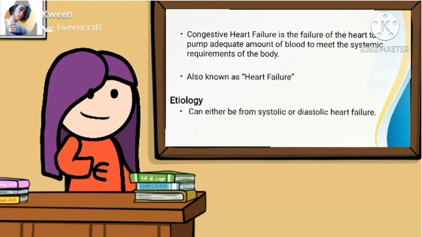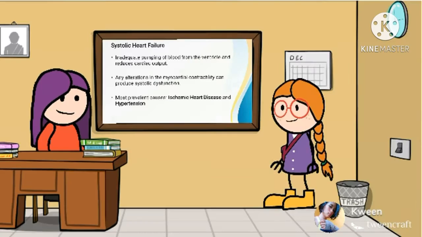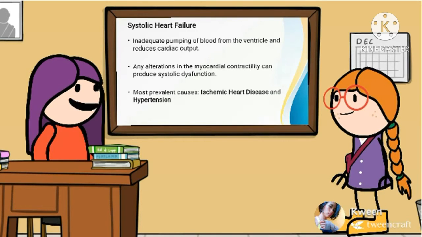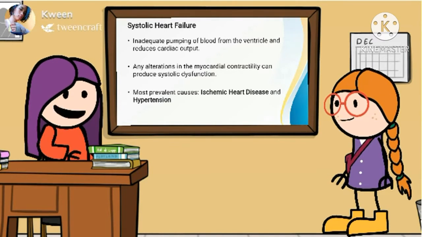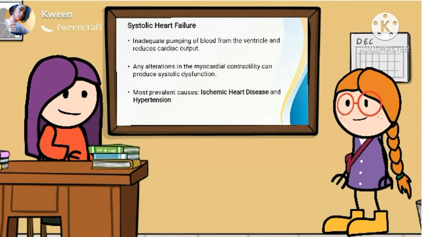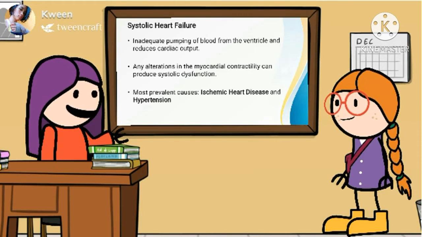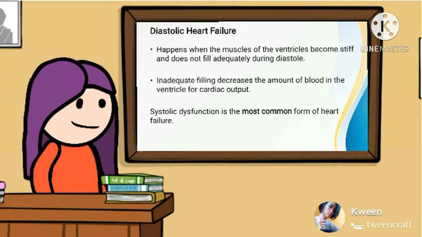The etiology can be failure from either systolic or diastolic heart failure. Systolic heart failure happens when there is an inadequate pumping of blood from the ventricle, which reduces cardiac output. Any alterations in the myocardial contractility can produce systolic dysfunction. The most prevalent causes are ischemic heart disease and hypertension.